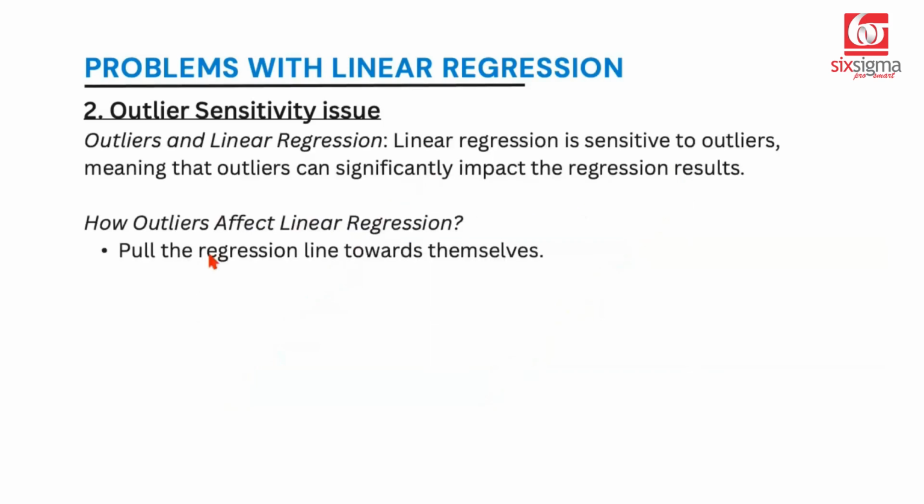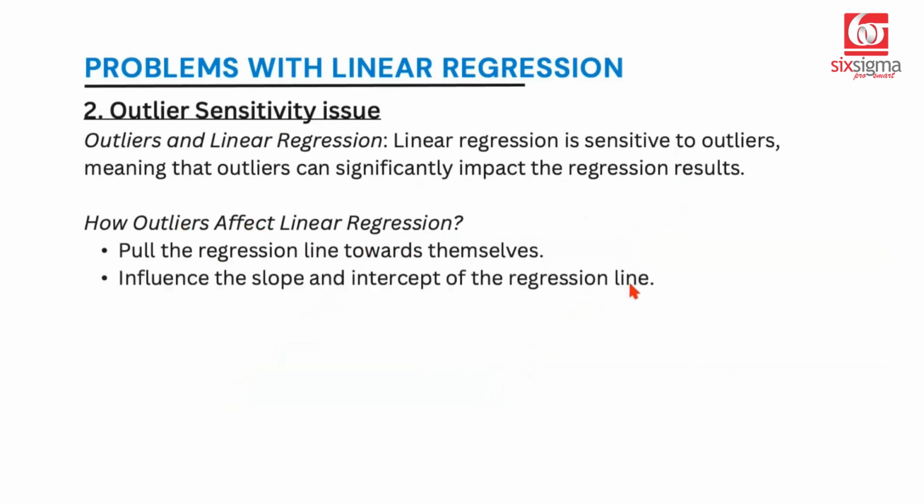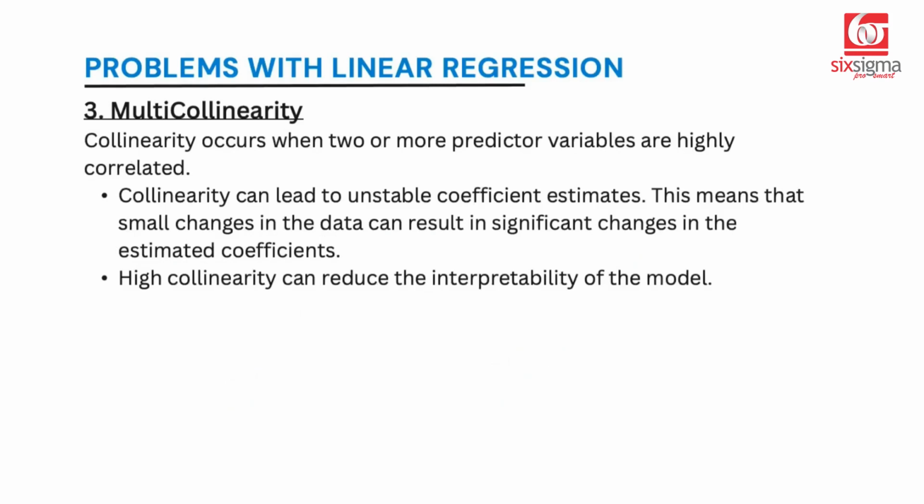So in the presence of outliers, the linear regression is not effective because the outliers tend to pull the regression line towards themselves, which changes the slope and intercept of a regression line in case of two-dimensional data. And even in higher dimensional data, when we operate on planes and hyperplanes, outliers do influence the outcomes of a regression. The third major opportunity with linear regression is that it is highly sensitive to the presence of multicollinearity.